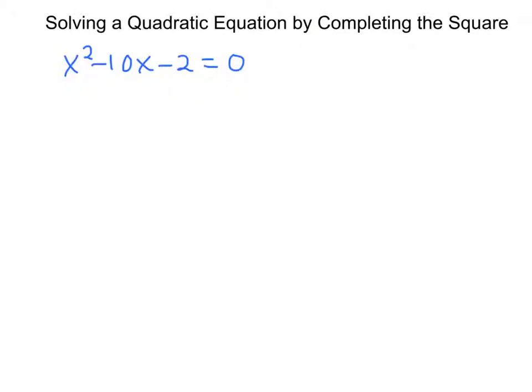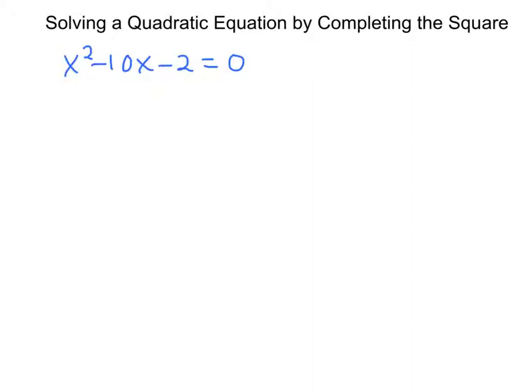Okay, so let's say we had the quadratic equation x squared minus 10x minus 2 equals 0. Now your first thing to check for would be to see if this left side of the equation could be factored, but it can't be. If you could factor that trinomial, you would do that, and then you set each factor equal to 0 separately, and you'd solve them to get your two solutions. That's called the factoring method. So you'd usually want to check for that first.